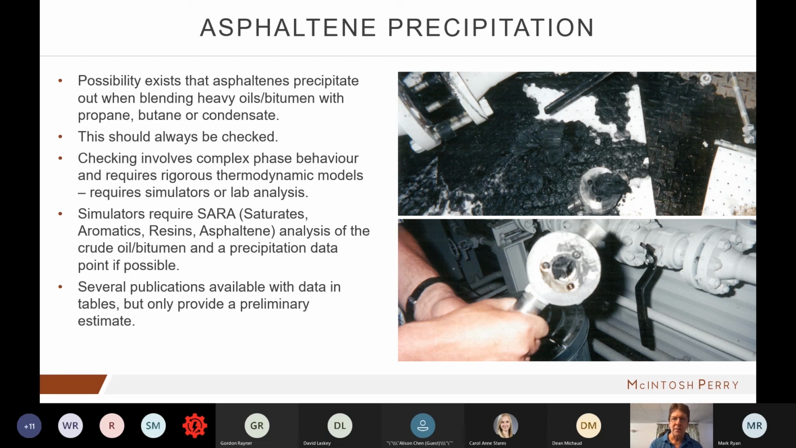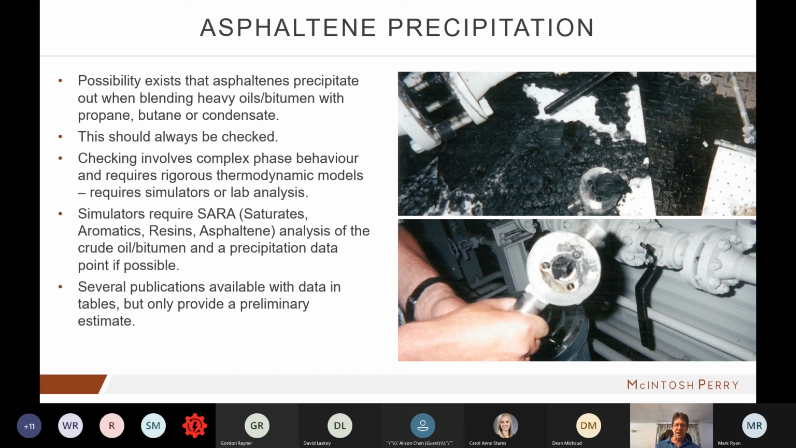Ironically, not while they were blending, while they were down. Actually, some heavier crude oil backed up into the butane bullet, and it looked not unlike that picture that you're seeing there. So will we precipitate asphaltenes? There's a good chance we'll precipitate some. It's going to depend on the crude oil and the blend stock. So you should always check this and see if you're going to create some asphaltenes and how much.